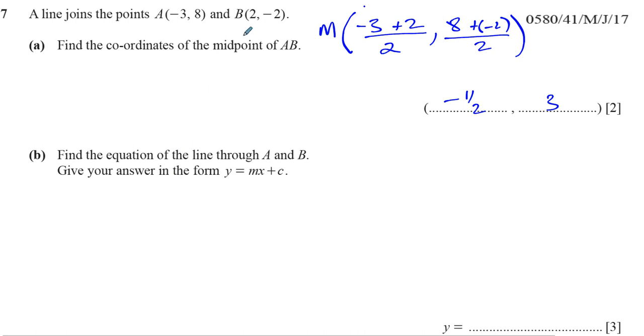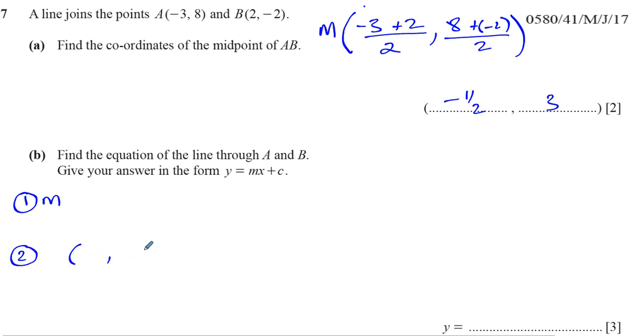Okay, now the second part of the question says, find the equation of the line through A and B, and give your answer in the form y = mx + c. So, to find the equation of a line, we need 2 bits of information. We need to know the gradient of the line, and we need to know any point on the line. It could be any point.